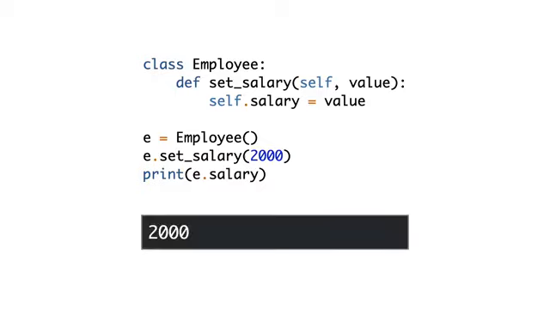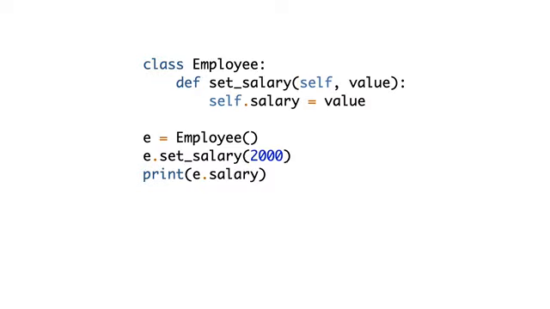The result is 2000. If you are watching this video, you probably have two questions. 1. What is self? 2. Why does the setSalary method have two parameters? But when I call setSalary, I only have to pass one argument.